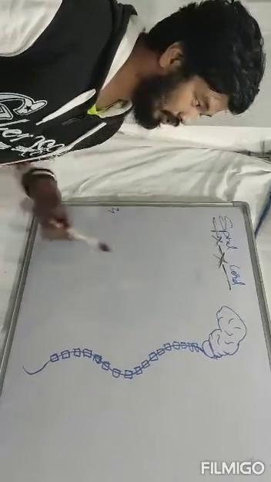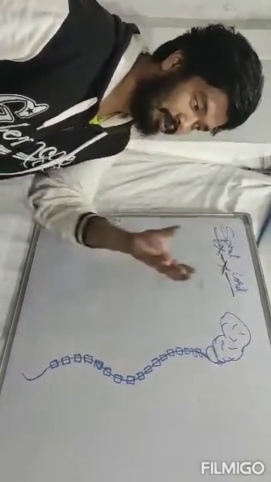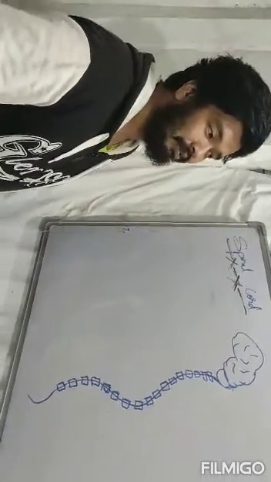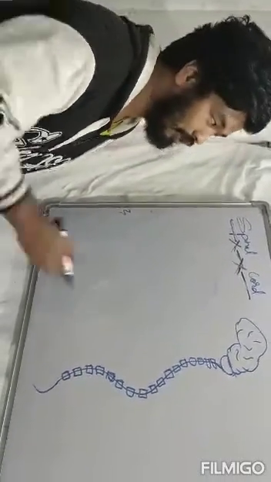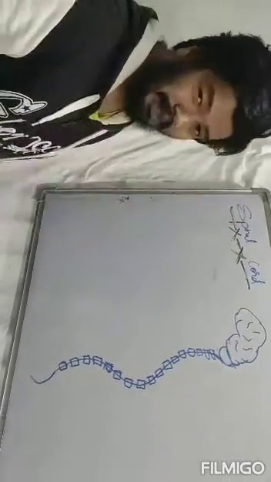Hello children, today we are going to discuss the topic spinal cord. So last class I was discussing the brain. We were talking about three parts of the brain: cerebrum, cerebellum and medulla. Today we are going to study another part of the nervous system, that is the spinal cord.